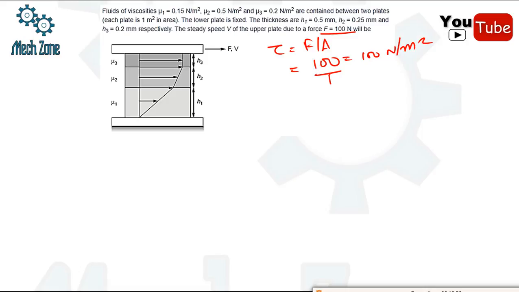Okay, this is 100 newtons per meter square. Now let V12 be the intermediate velocity between layers 1 and 2, and V23 be the intermediate velocity between layers 2 and 3. So tau would be equal to mu1 times V12 upon H1.